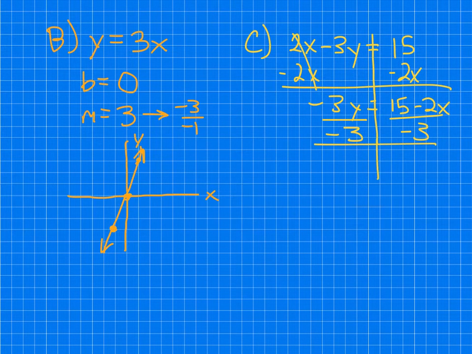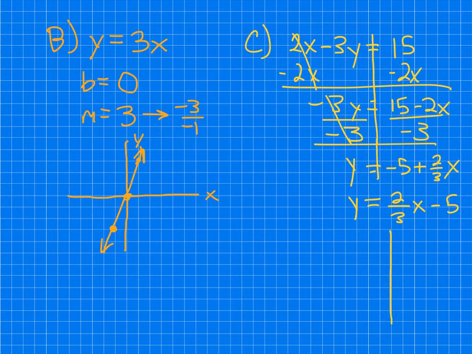Now when I do that, I get 1y. 15 divided by negative 3 is negative 5. Negative 2 divided by negative 3 is positive 2 over 3x. So now that I have it in slope-intercept form, I could also rewrite this if I wanted as y equals 2 over 3x minus 5. I just got to make sure the signs for each term stay the same. And I can graph this now.